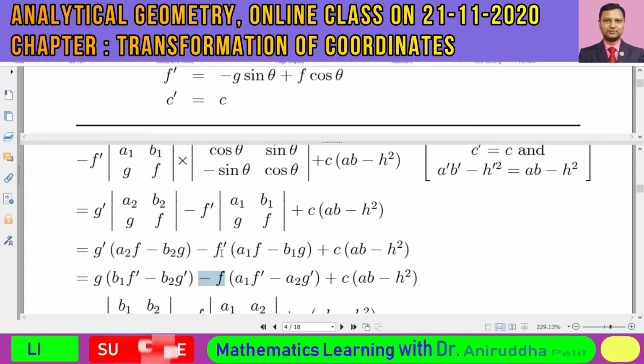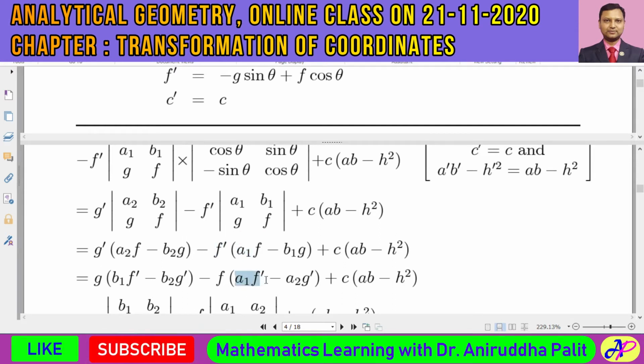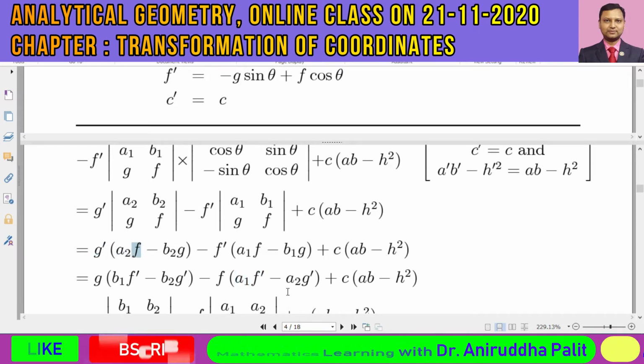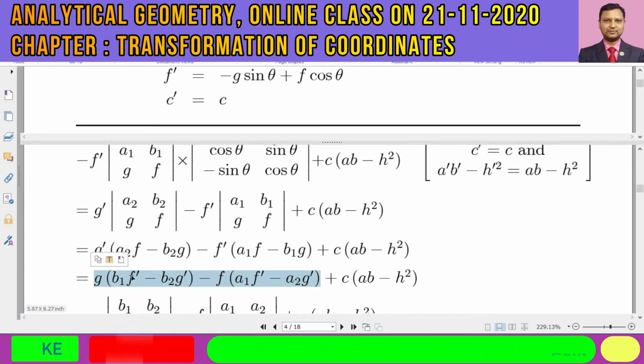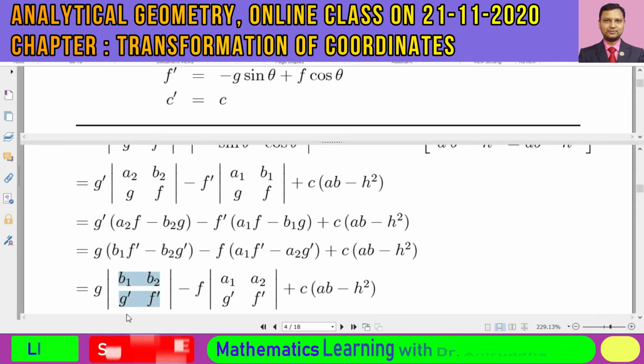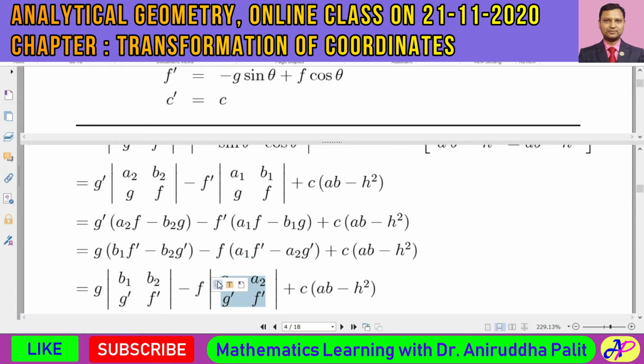How to extract? You see, from this expression a1 into minus f prime would give us simply a1 f prime with this negative sign written previously, and over here a2 into g prime into f, they would together give us this minus a2 g prime. Along with this minus sign, it would be a plus quantity. So we have this kind of expression. Now this coefficient is again converted in terms of a determinant. It would be b1 b2 into g prime f prime, and this expression is again converted into this kind of determinant a1 a2 into g prime and f prime.